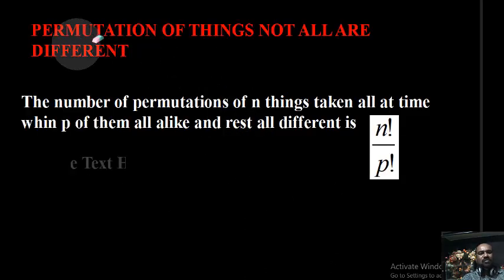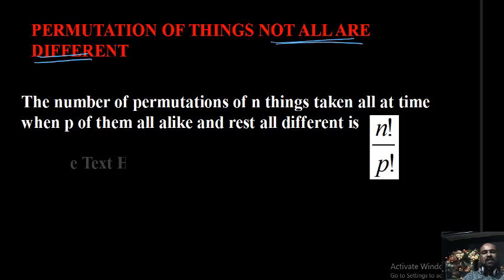So what is today's concept? Permutations of things, not all different. Students, permutations of things where all are not different. So one theorem is given here. The number of permutations of n things taken all at a time, when p of them are alike and the rest are different. Among these n, p are alike and the rest are different. How many different permutations will we obtain? n factorial by p factorial.